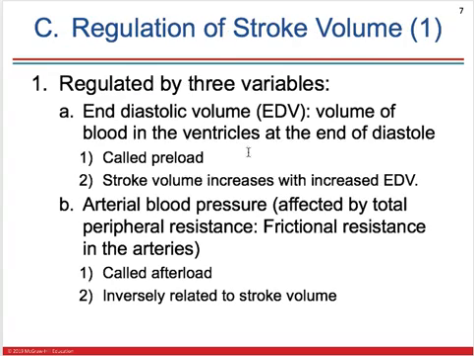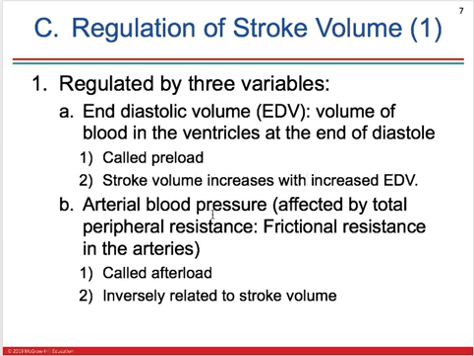End diastolic volume. We've discussed this before. This is the amount of blood that's in the ventricle right at the end of ventricular diastole when it is as full as it can be. This is sometimes referred to as preload because this is the load put on the ventricular muscle prior to it entering systole, prior to it starting to contract. So it's called preload. As you increase end diastolic volume, you're going to increase stroke volume. The more blood you put into the ventricles right before it starts to contract, the more blood you eject.